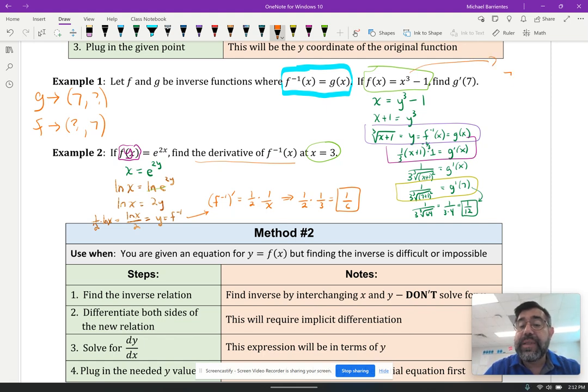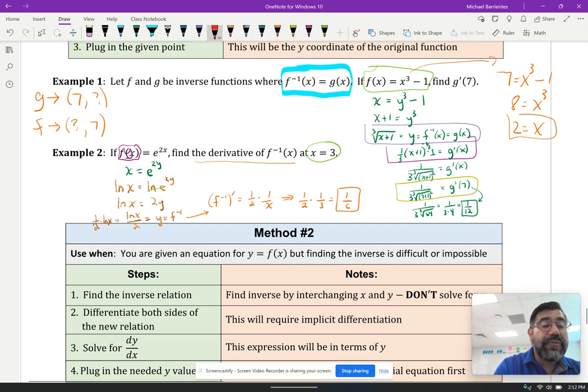So then this is going to be 7 equals x to the third minus 1. Then I'm going to solve for x because I'm looking for the x coordinate of the original function, which is the output of the inverse. So I add 1 on both sides, take the cube root of both sides, and it turns out the value we were looking for is actually 2. That's the number I'm going to plug in. Where am I going to plug it in? I'm going to plug it in to the derivative of this equation.